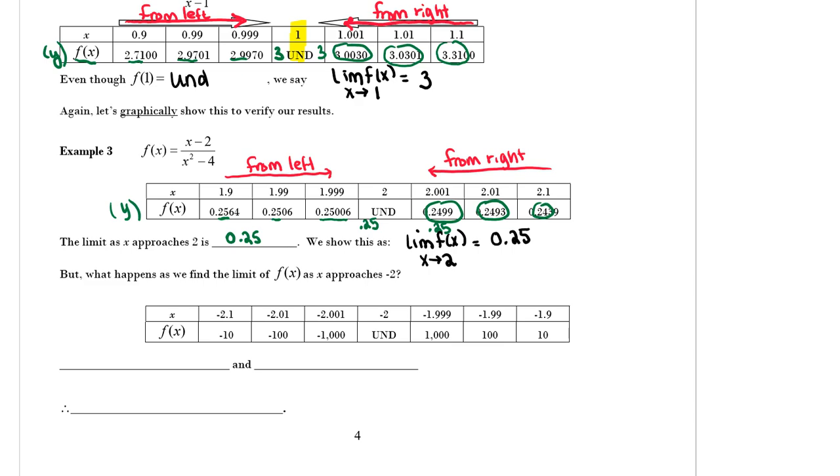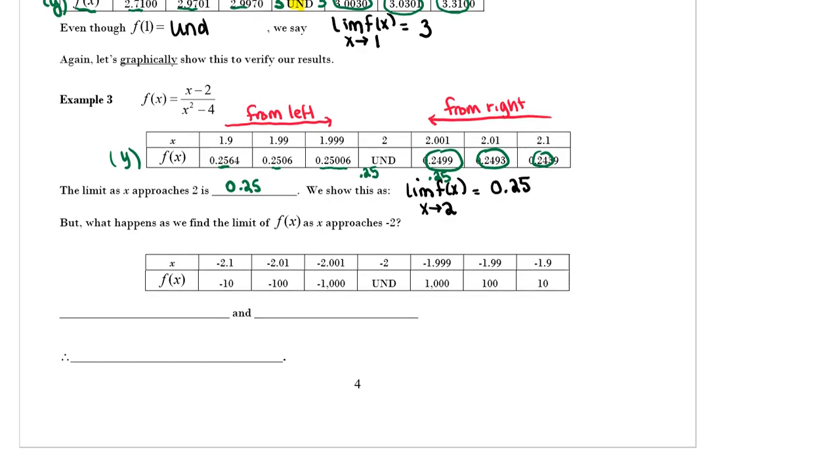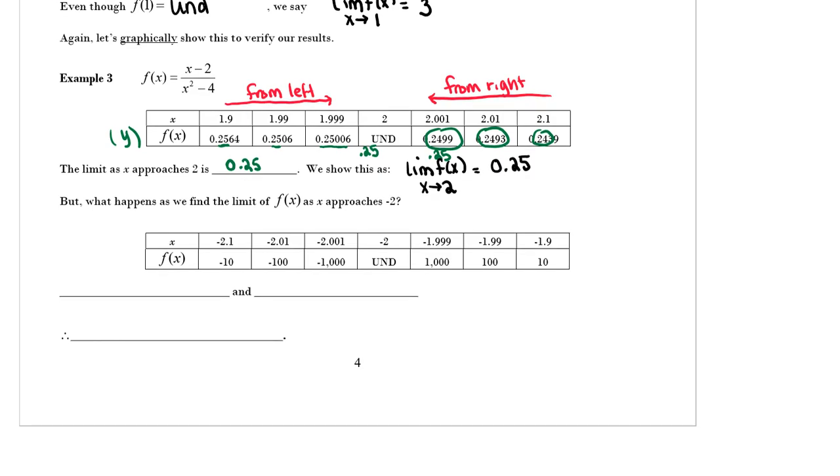We want to now examine this and figure out what happens to our function as the value of x approaches -2. And that's what you see going on in this second table. So from the left, as we get closer and closer to an x value of -2, it looks like our y values aren't headed towards any one particular number, but rather they just continue to decrease.